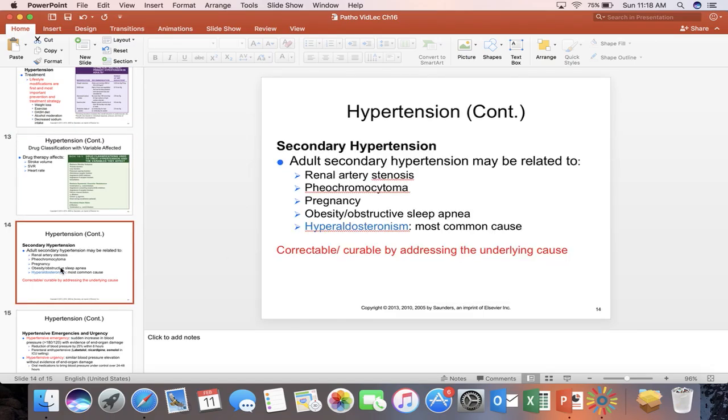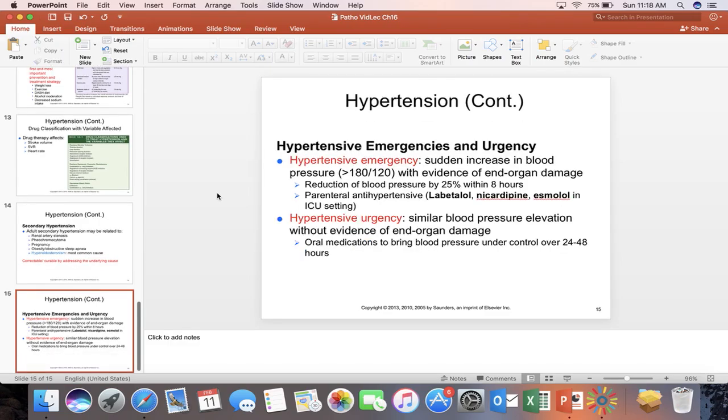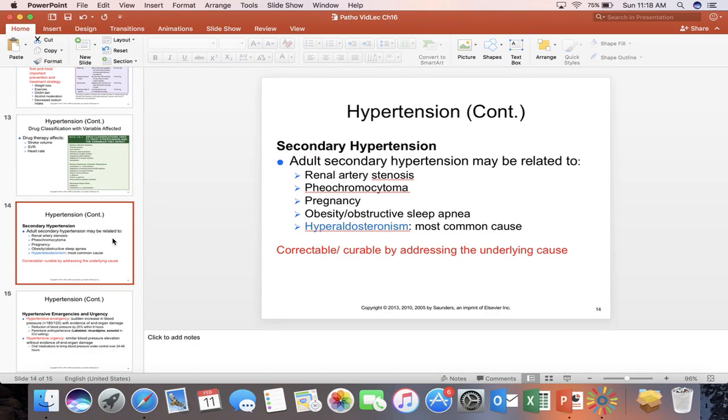So secondary hypertension, adult secondary hypertension, may be related to renal artery stenosis, pheochromocytoma, pregnancy, obesity or obstructive sleep apnea, and also hyperaldosteronism, which is the number one leading cause of secondary hypertension. It is correctable, curable by addressing the underlying cause, of course.